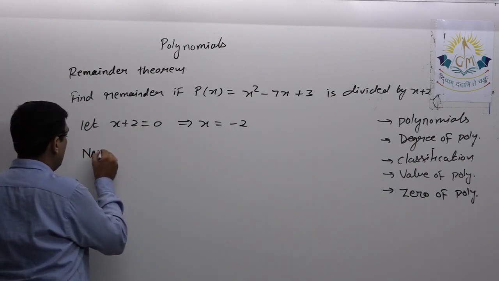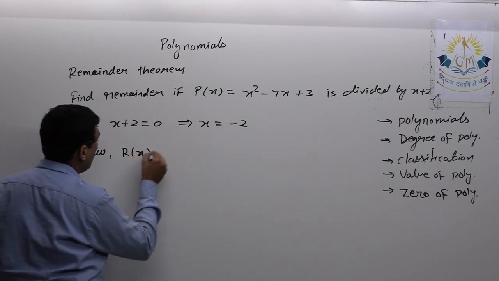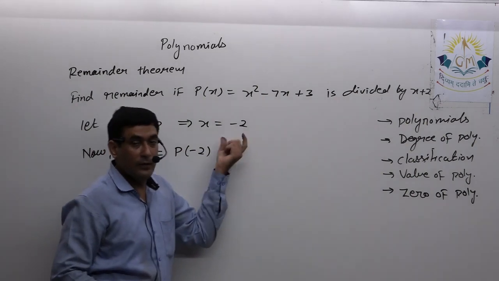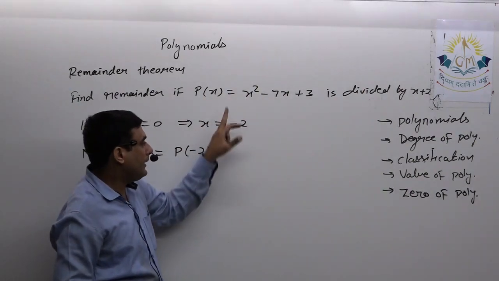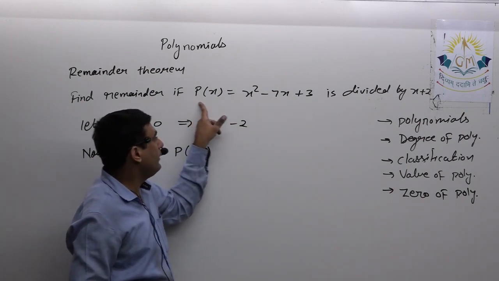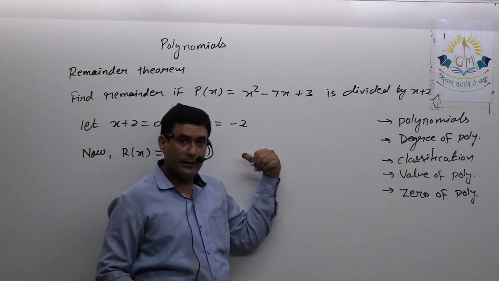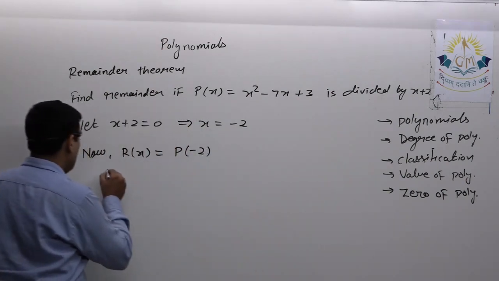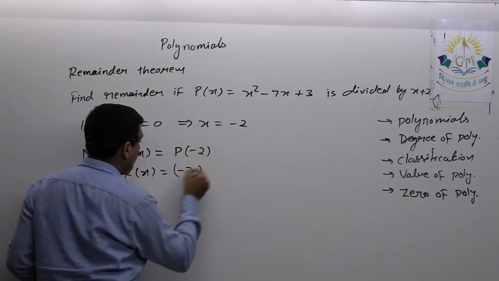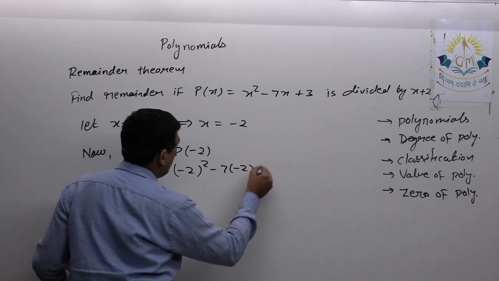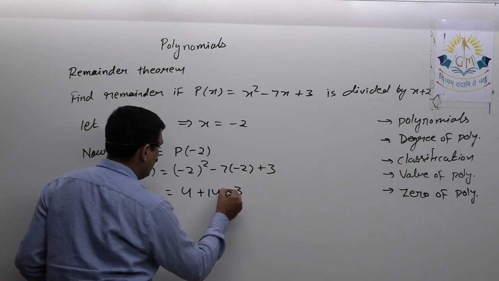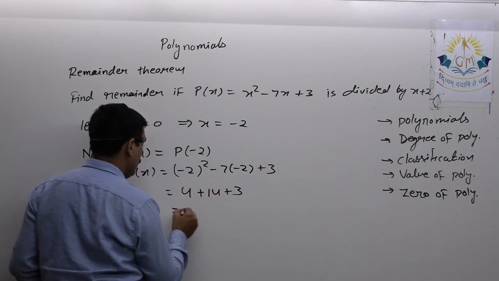Now the remainder R(x) is p of minus 2. That means whatever is the value of x, we find the value of the polynomial at that value of x. Here I got x equal to minus 2, so I obtain the value of the given polynomial at this to get the remainder. So R(x) is equal to p of minus 2, that is minus 2 square minus 7 into minus 2 plus 3, that is 4 plus 14 plus 3, that is 21.